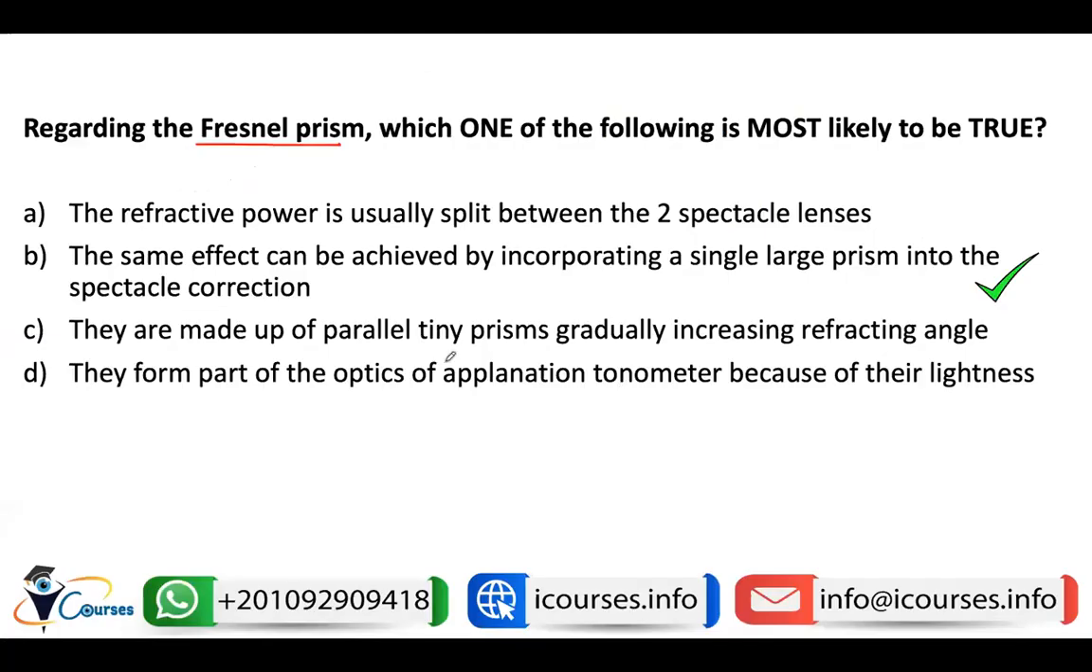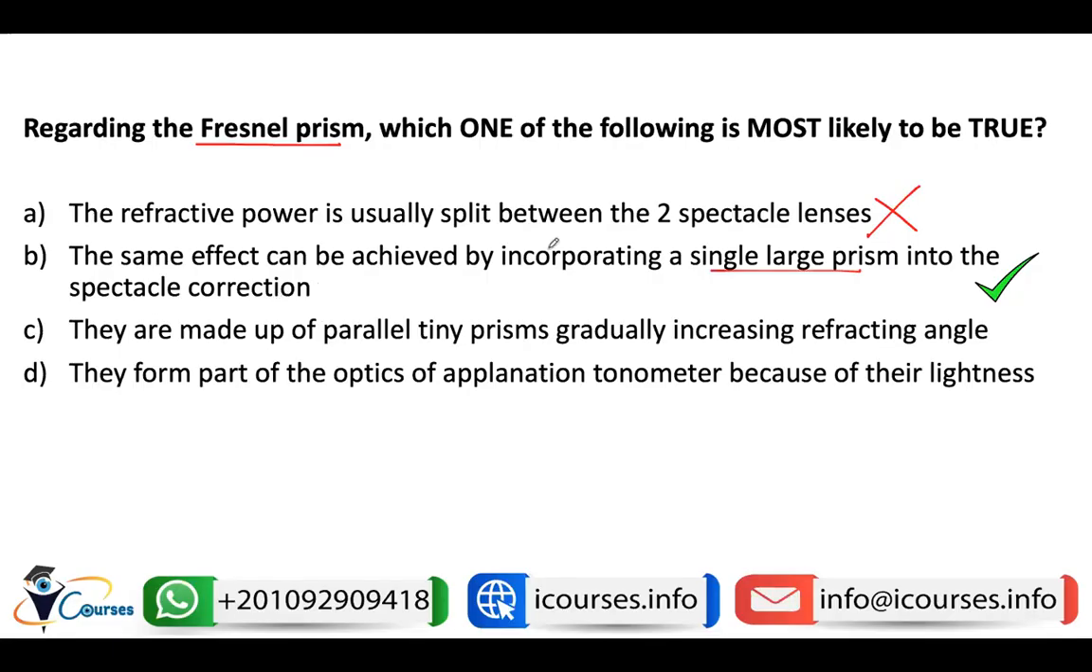Having said that, the prismatic power is usually split between the two spectacle lenses. This is used for conventional prisms, as I told you in the previous animation where we split the prismatic power between the two eyes. This makes them look the same and avoids any disparity in the image between both eyes. The same effect can be achieved by using a single large prism in the spectacle correction.